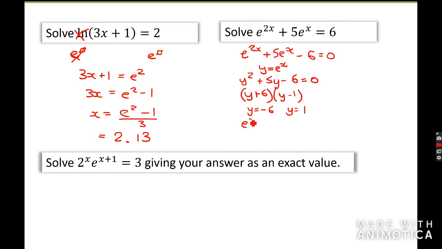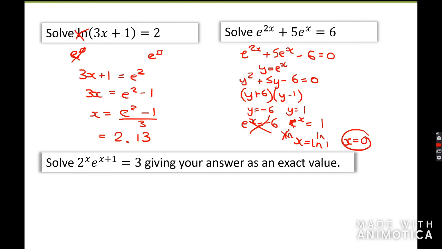Put your e to the x back in. E to the x equals minus 6. E to the x equals 1. Hopefully we can begin to notice this is not going to give me any solutions. Log natural both sides on this one, and I will end up with cancelling my e out. So x will equal log natural 1. Hopefully we can remember whenever we log natural 1, we're just going to be left with x equaling 0.